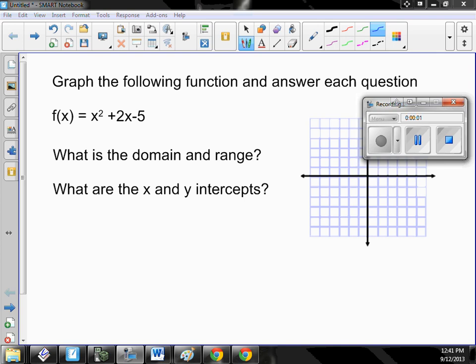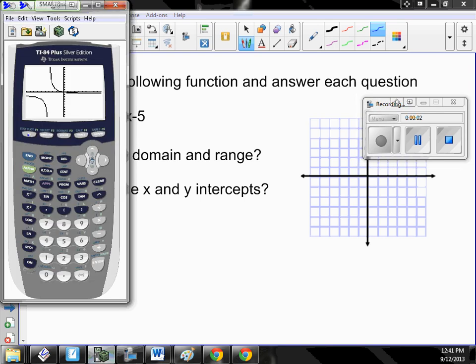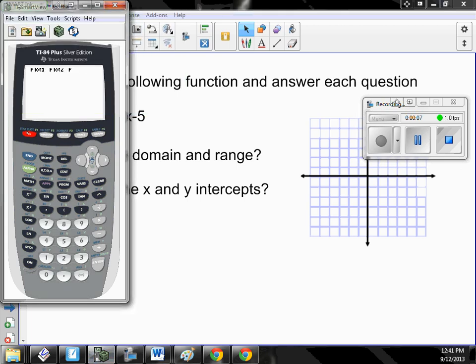Graph this function in our calculators, oops. So x squared plus 2x minus 5, maybe, minus 5. So now we want to look at the domain and the range. Domain is x's, range is y. So I'm going to graph this over here.